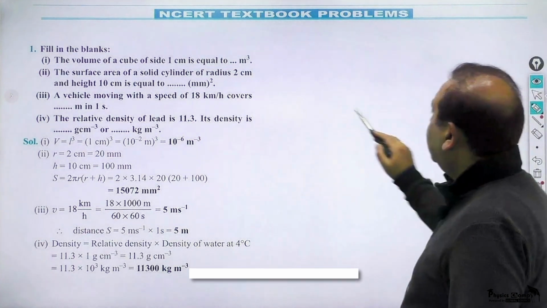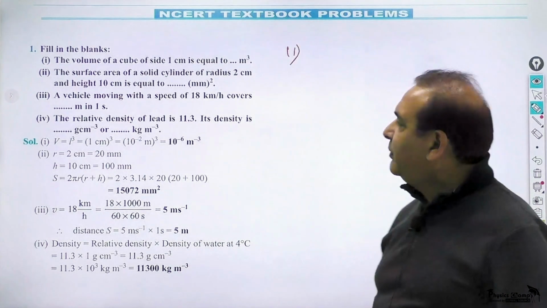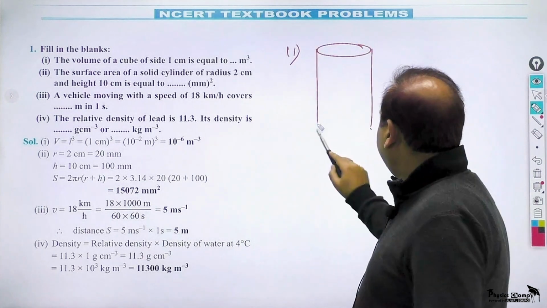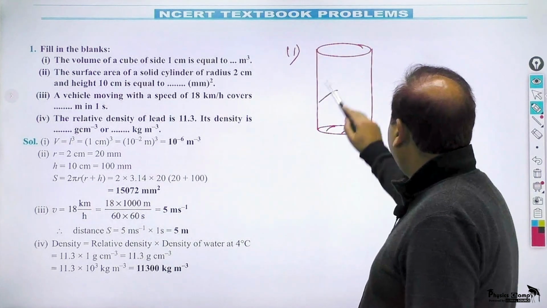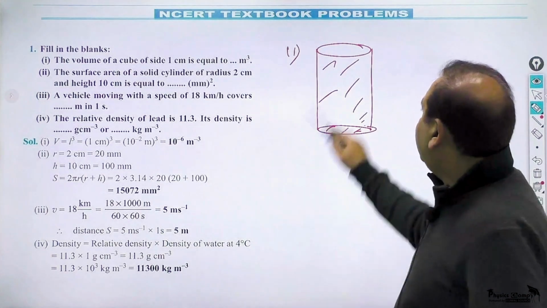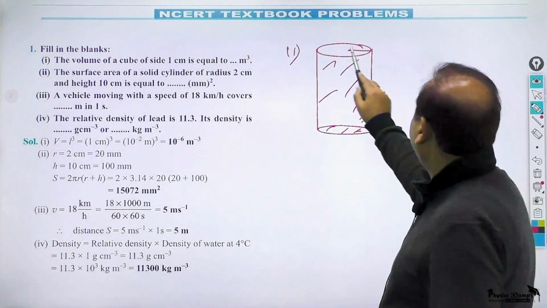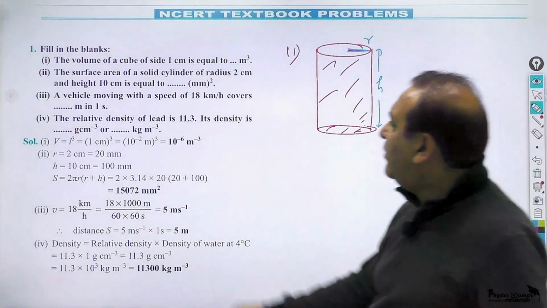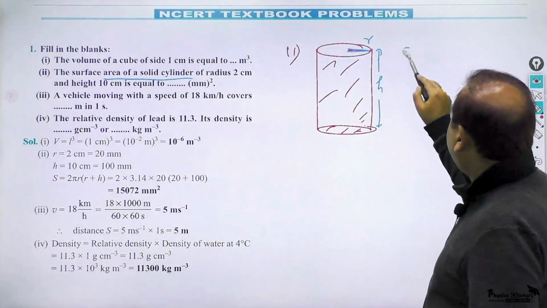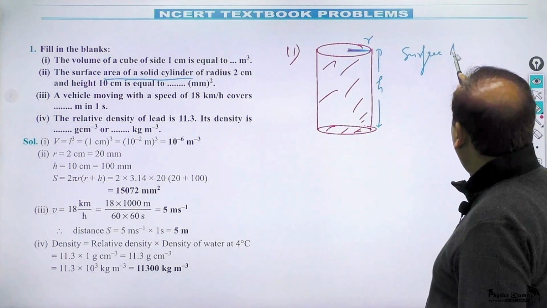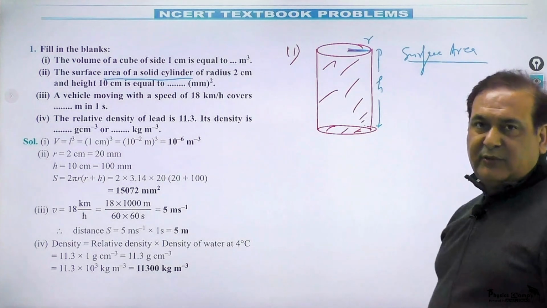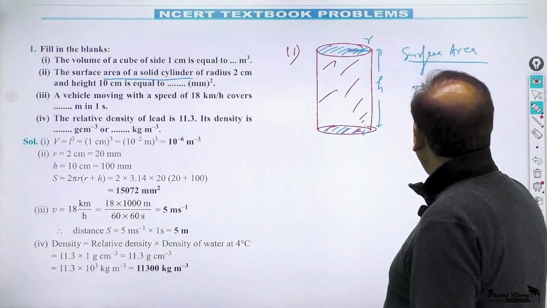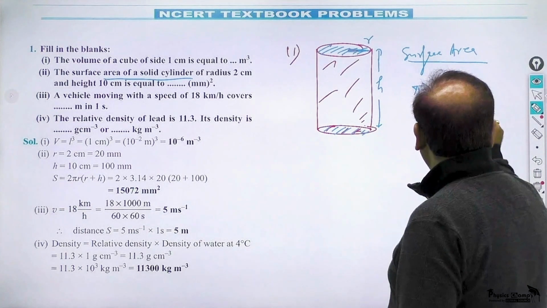Coming to question number 2, it's an interesting question. The surface area of a solid cylinder. So think of a solid cylinder. It has a radius, maybe r, and it has a height h. When I say surface area, it includes two parts. One is the two circular faces: pi r square plus pi r square, 2 pi r square.